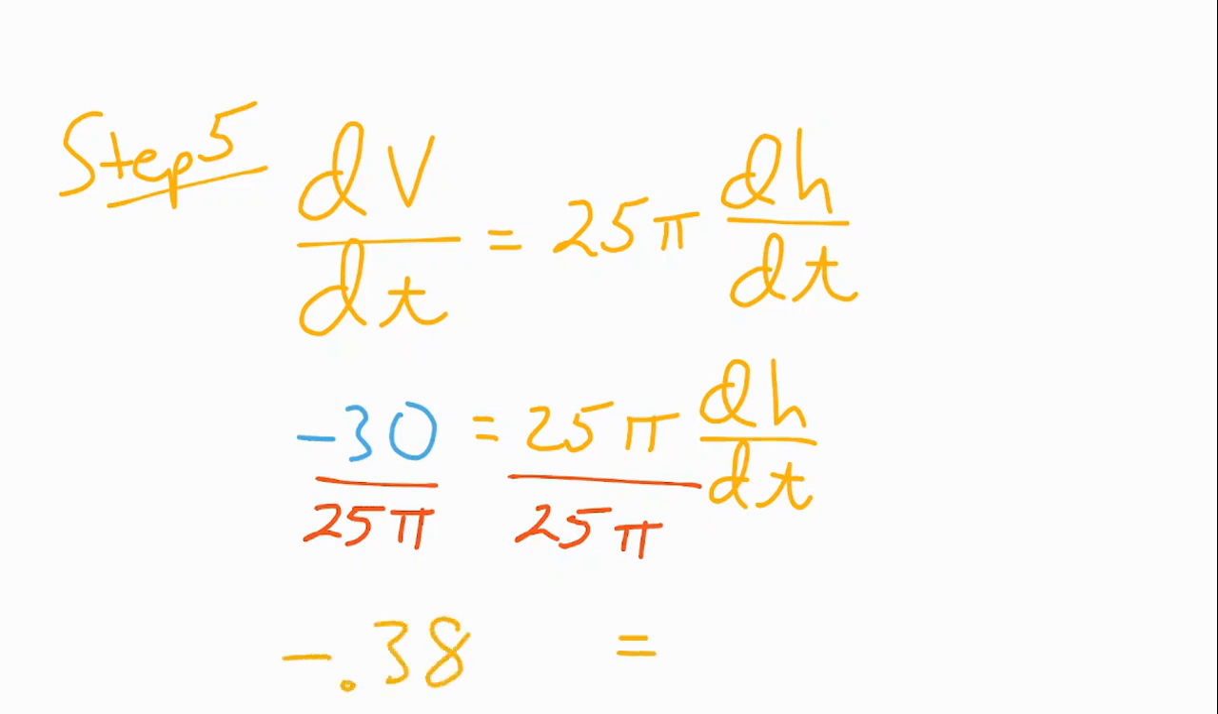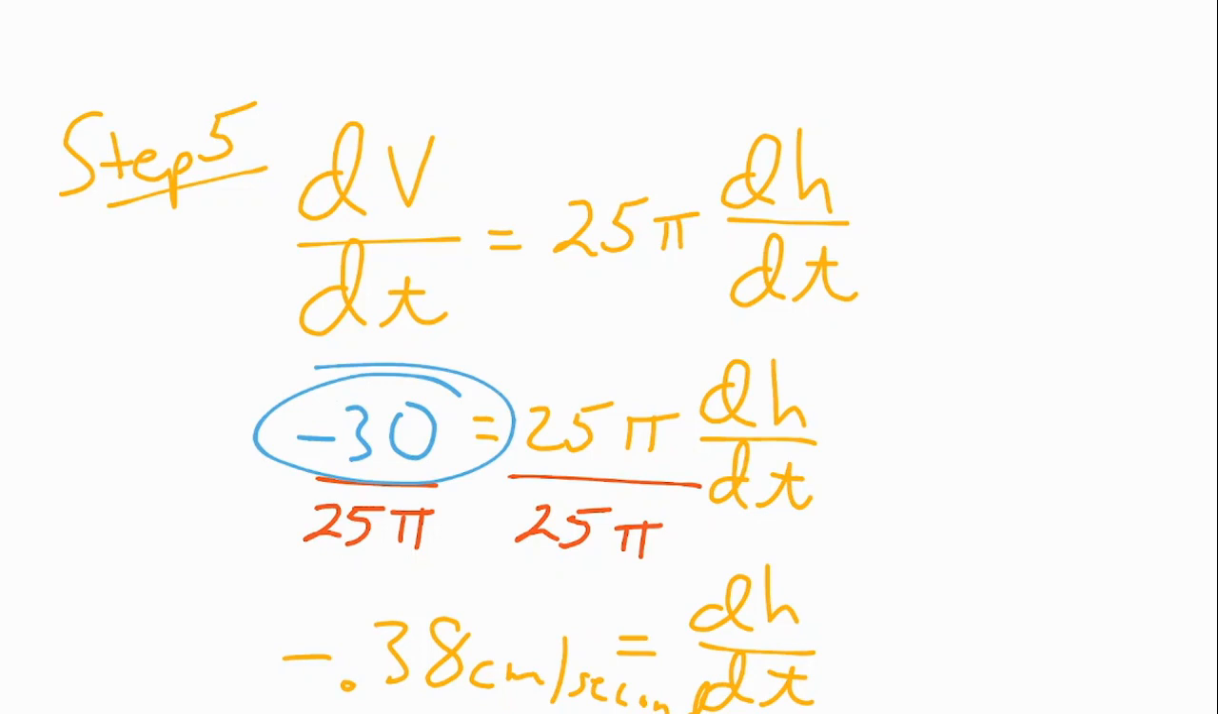Now, remember, I am going to be a little picky about how you label these rates. So when you say negative 0.38, I want you to label that as the change in the height. That is centimeters per second. So it's like the water level, not like, it is that the water level is dropping by negative 0.38 centimeters every second if you're losing negative 30 mils every second.